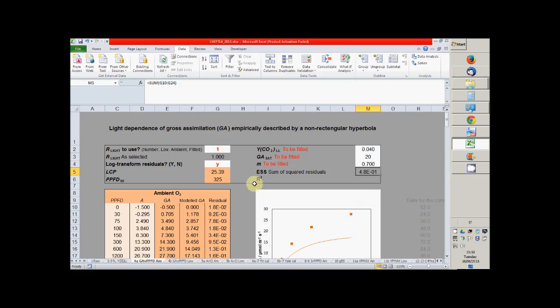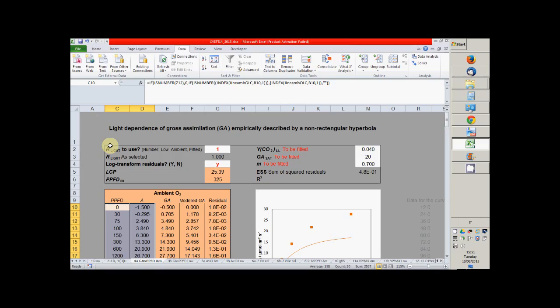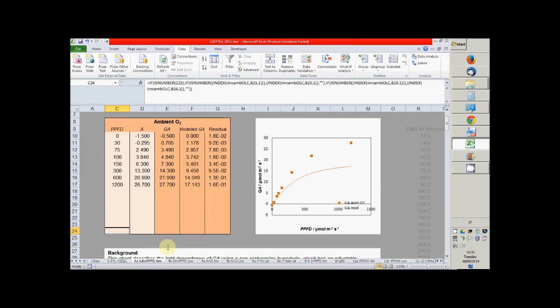Sheet 4 fits a non-rectangular hyperbola to the light curve. The light curve is automatically copied in this light region. If more space is needed in the table, we may follow this procedure.